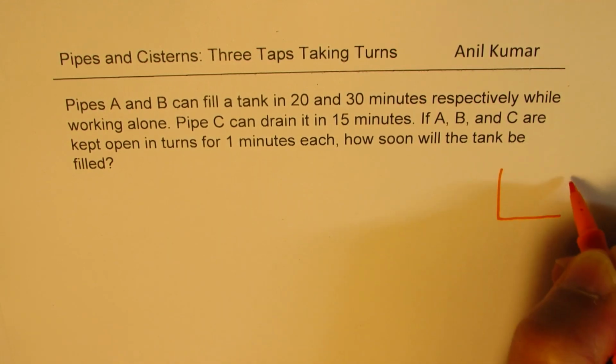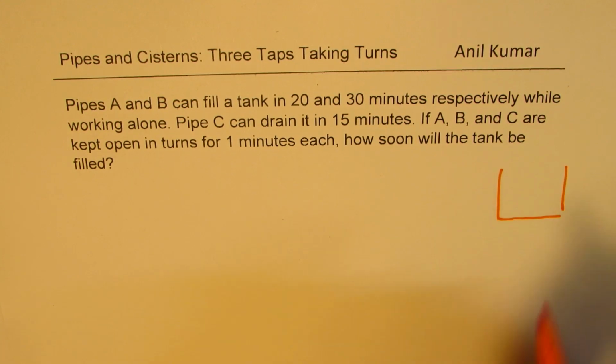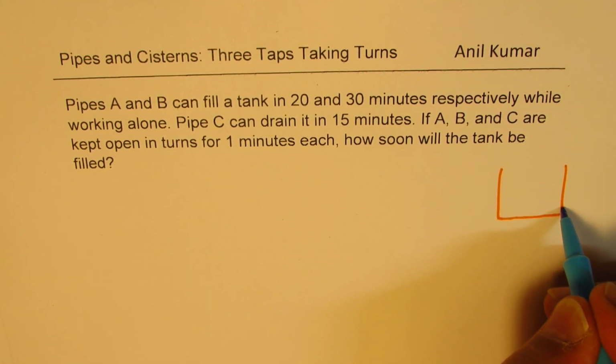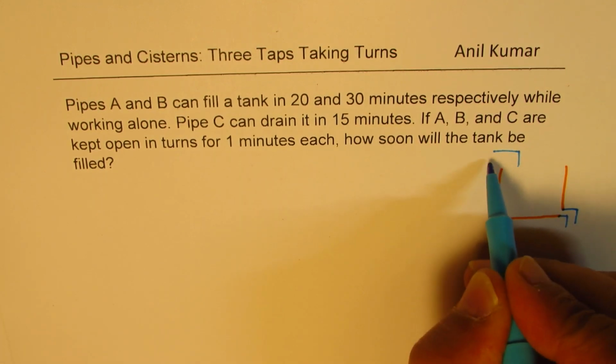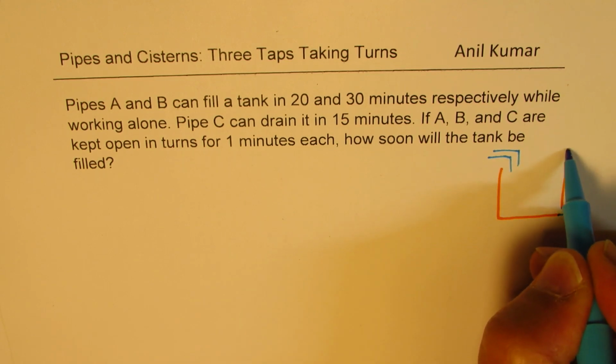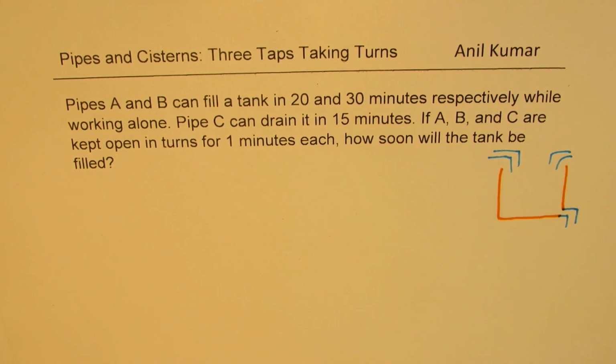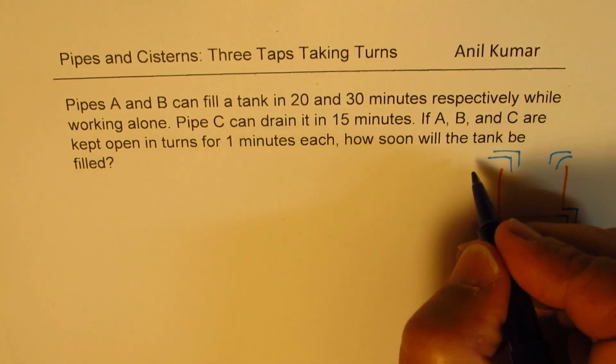We have a tank here where we have an opening at the bottom. So that is our pipe C, right? So that is how it works. And then we have two pipes which are filling the tank. Let's call these pipes A, B and C.